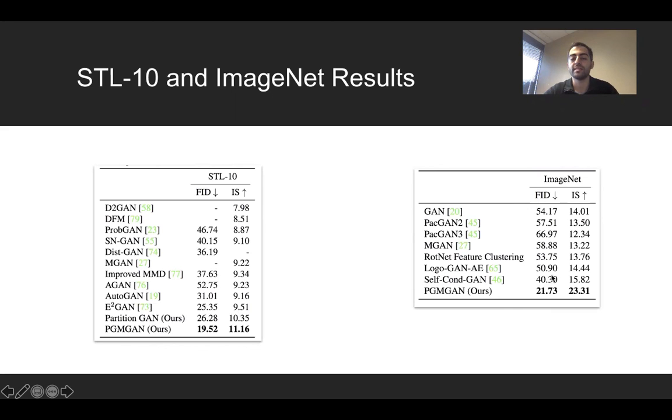We also drastically improved the FID from 40 to 21 and from 15 to 23 on unsupervised image generation. And at the time that we published this paper, we were the state of the art in unsupervised image generation when augmentation techniques had not been implemented.